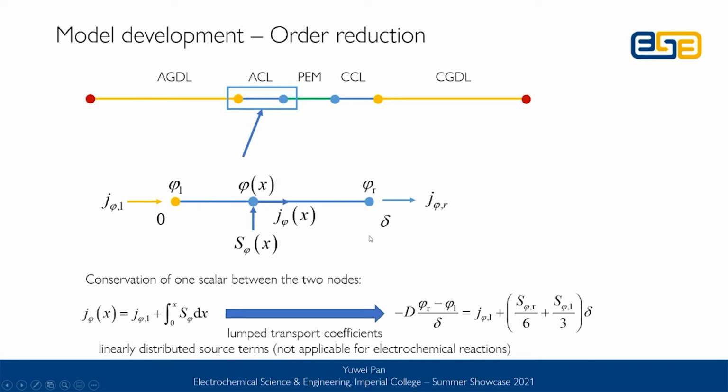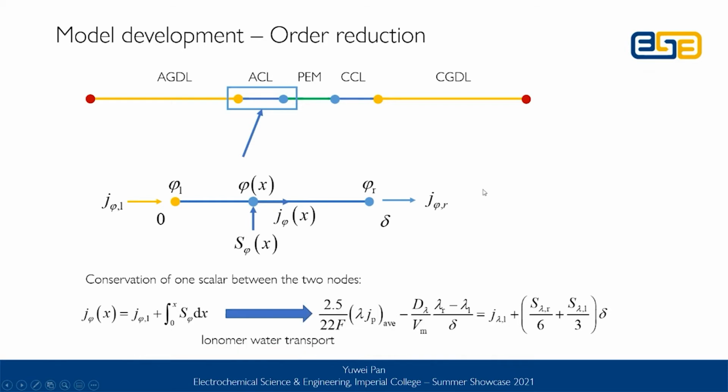However, there are 2 exceptions. The first is that this linearly distributed source term is not applicable for electrochemical reactions. The second is related to the ionomer water transport, which has an extra term. This extra term, standing for the electro-osmotic drag, will be approximated with an analytical approach.